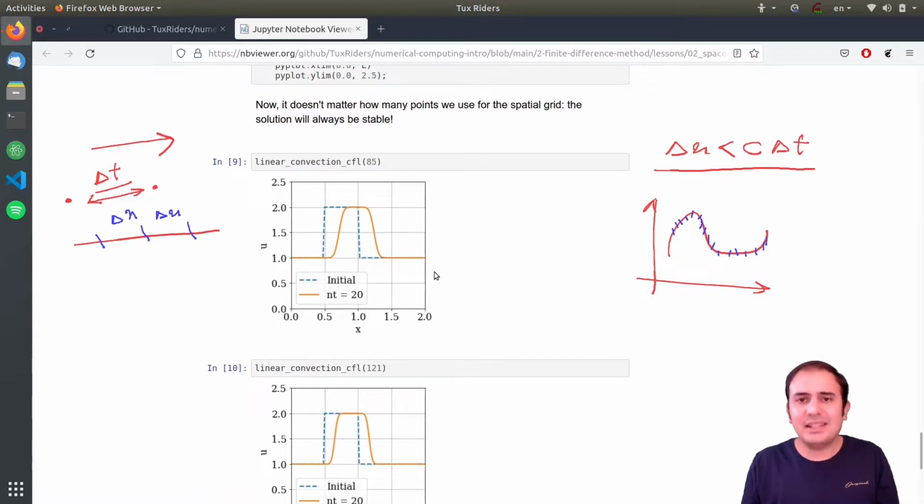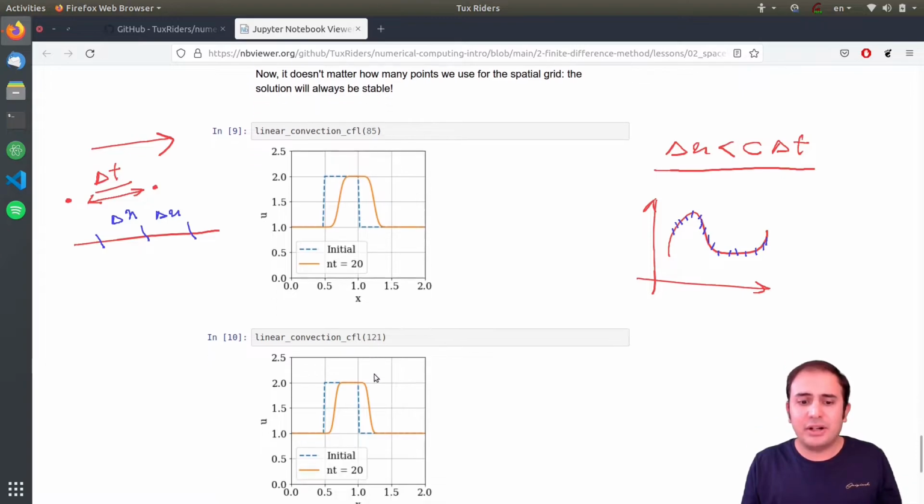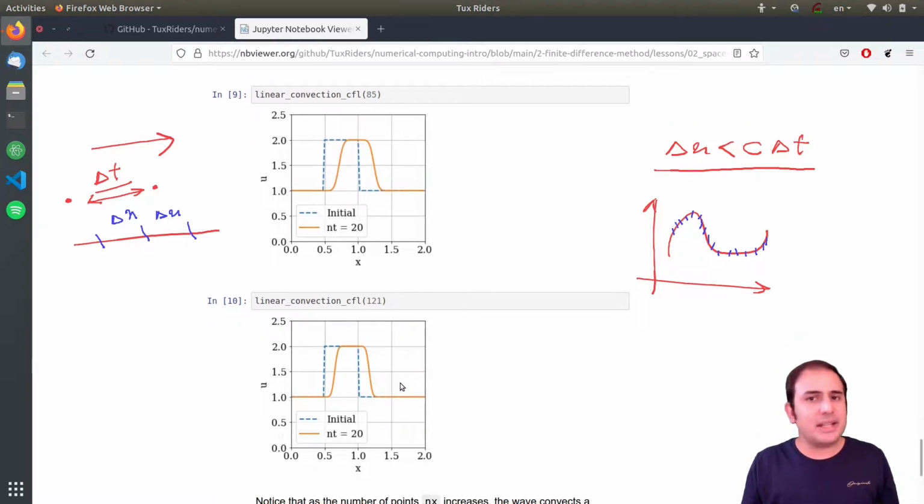As you can see here, even with 85 or even above 100, you have the same results and you have no collapse. This is the stability in numerical simulations. And this is a very, very important concept.